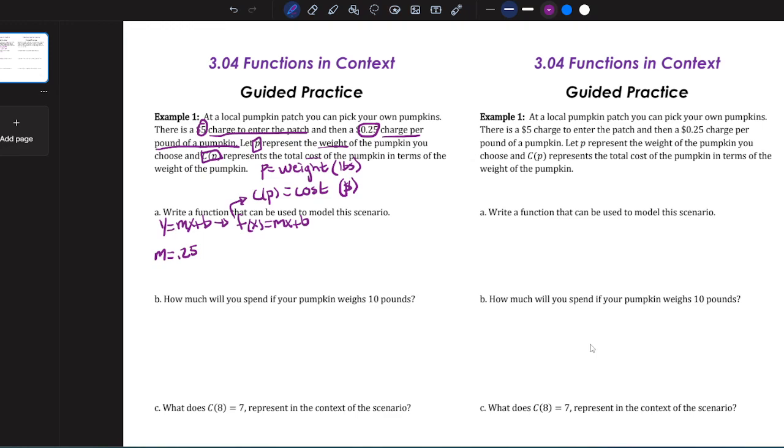And then if I think about this $5, well, that's just a charge that no matter how big or small my pumpkin is, I have to pay this. And so we can think of that, and should think of that, as our y-intercept, or our b value. Okay, so b is equal to 5. Okay, well, I have these wonderful values. I know that my equation is going to look something like what I've written, and so I can use these to build this. That means that c of p is going to be equal to 0.25p, remember to be using their variables, plus 5.